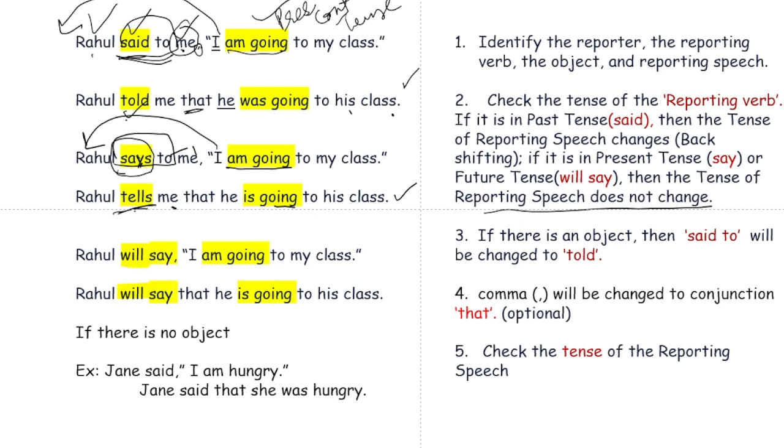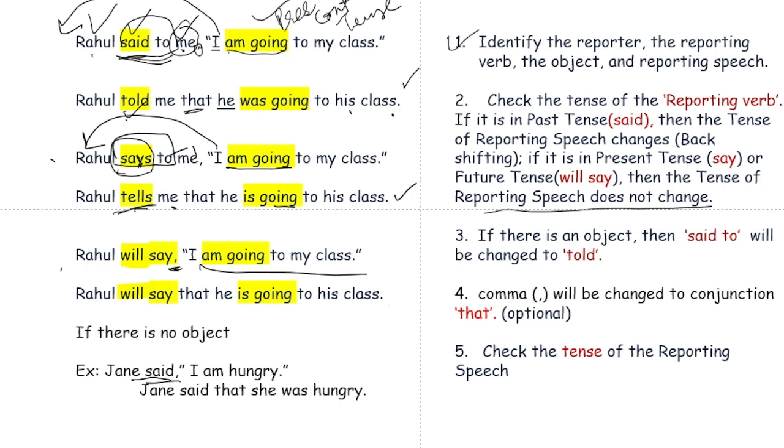Rahul will say, I am going to my class. Rahul will say that he is going to his class. Now here I have not changed it into "will tell". Why? Because I do not have an object here. Clear? So if the reporting verb is in present tense or in future tense, then the tense of the reporting speech will not change. It will remain the same. Clear? Again, I have already given an example of when there is no object: Jane said, I am hungry. Then Jane said that she was hungry. Then this "said" will not change into "told". I hope till here it is clear.